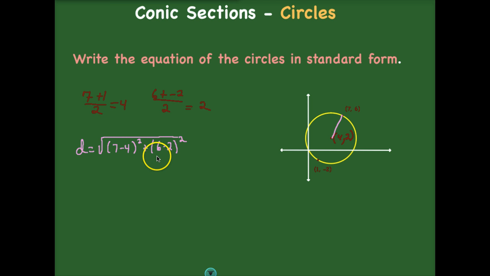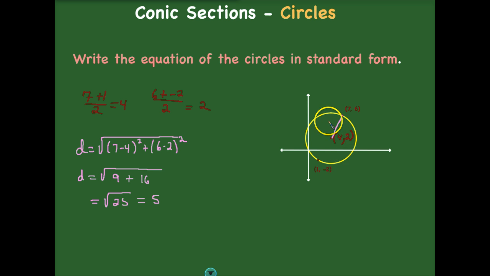Here's our distance formula, which is really just another form of the Pythagorean theorem, except that instead of writing d squared equals x squared plus y squared, we have taken the square root of both sides. If we solve this, we know that 7 minus 4 is 3, and 3 squared is 9. 6 minus 2 is 4, and 4 squared is 16. This gives us the square root of 25, which we know to be 5.